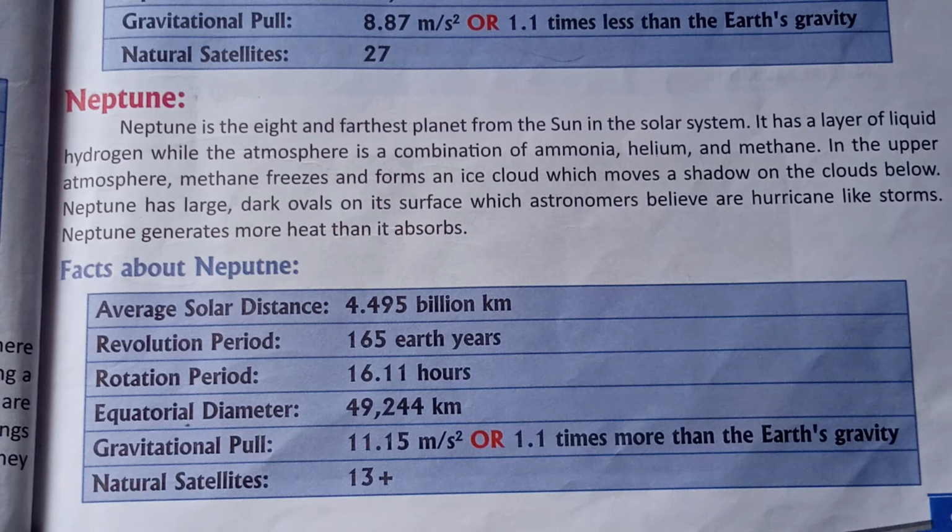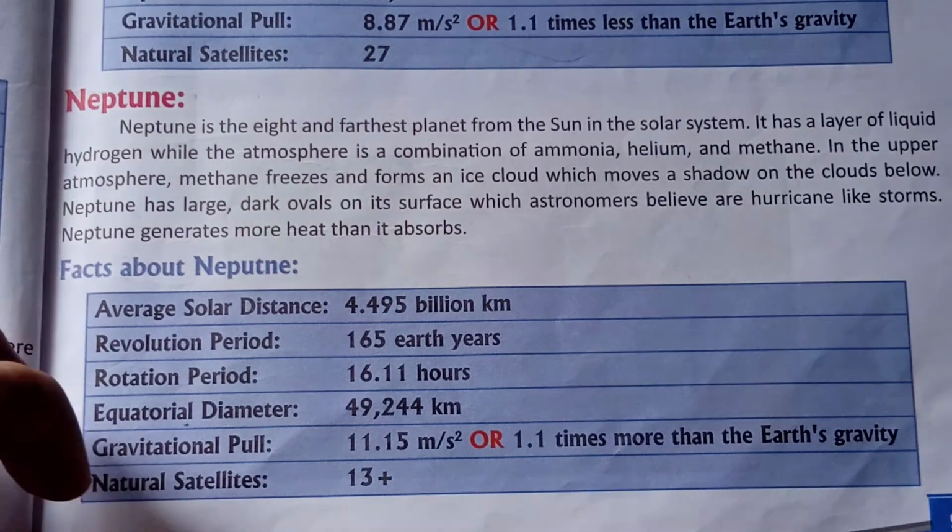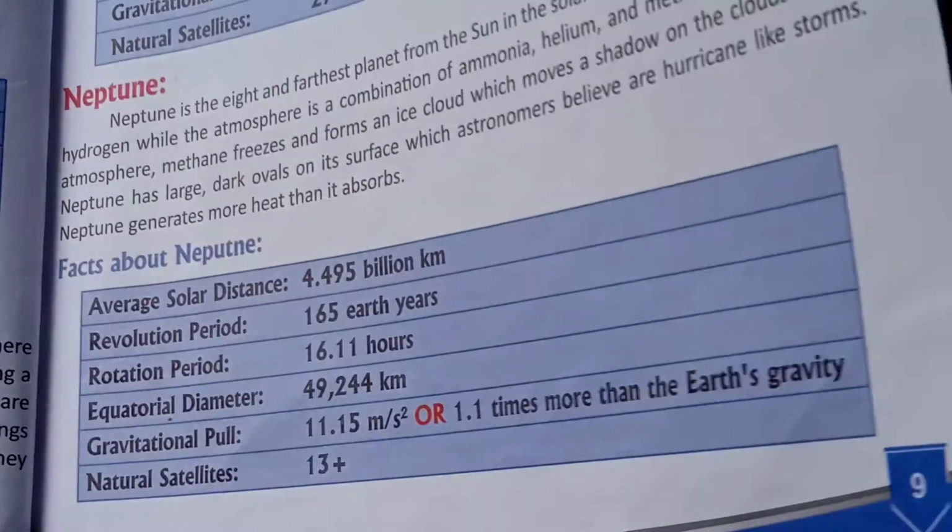Neptune has large dark ovals on its surface. Now facts about Neptune. Distance from the Sun is 4.495 billion kilometers. Revolution period is 165 Earth years. Rotation period is 16.11 hours. And distance from the equator is 49,244 kilometers.